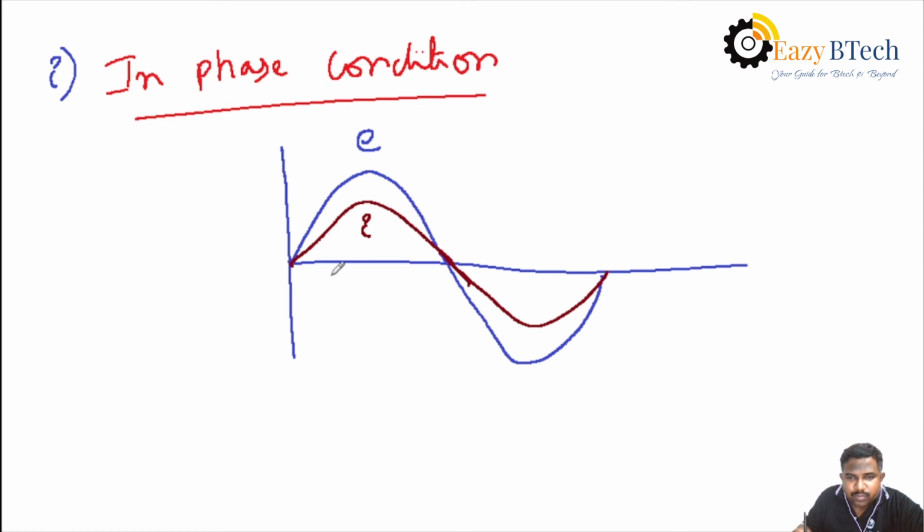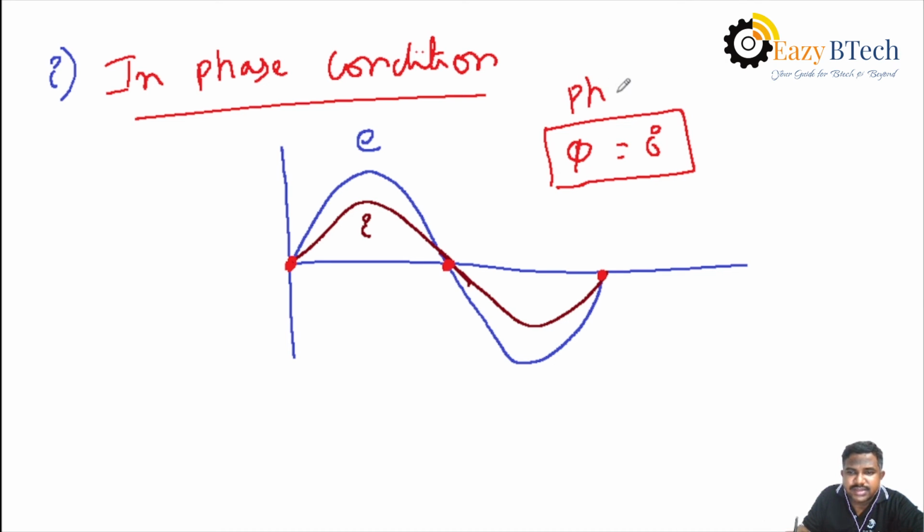If both waveforms have a phase difference of zero, nothing but on the reference x-axis both waveforms are intersecting at the same points, then the phase difference is 0. That is called the in phase condition. In phase, the phase difference is 0 degrees. How to understand both are in phase? Both waveforms are intersecting at the same points on the reference x-axis. That is called in phase.